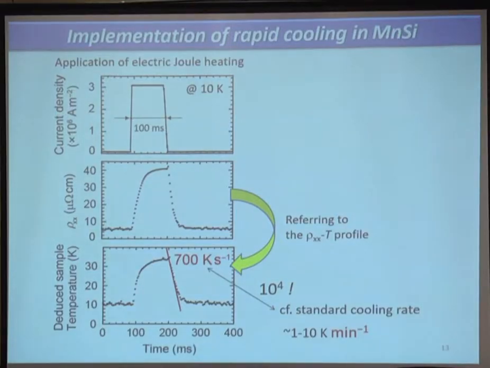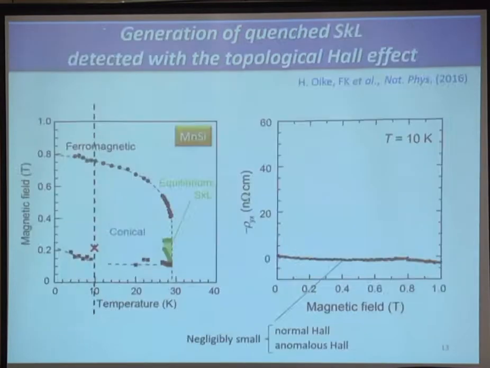So, this is the actual data of the rapid heating. Here we apply the electric pulse to manganese silicide at 10 Kelvin. From the time profile of this technique, we could estimate the experimental cooling rate. In this case, it is 700 Kelvin per second, which is 4 orders of magnitude higher than the standard experimental cooling rate, which is several Kelvin per minute. So, we apply this technique to manganese silicide.